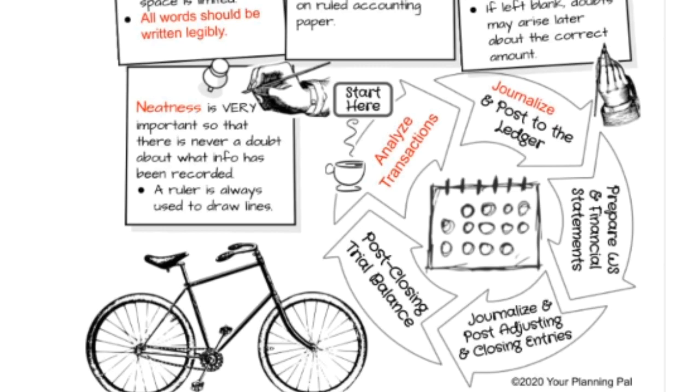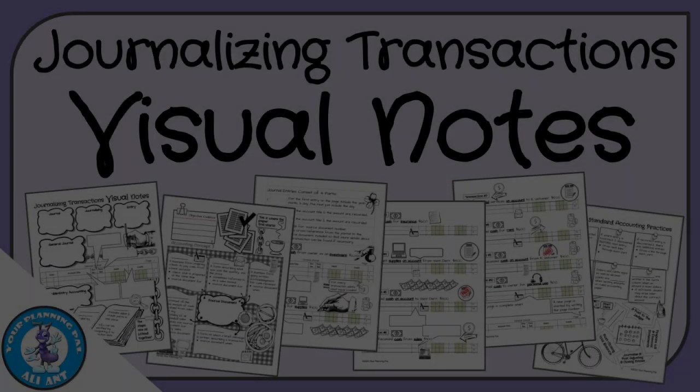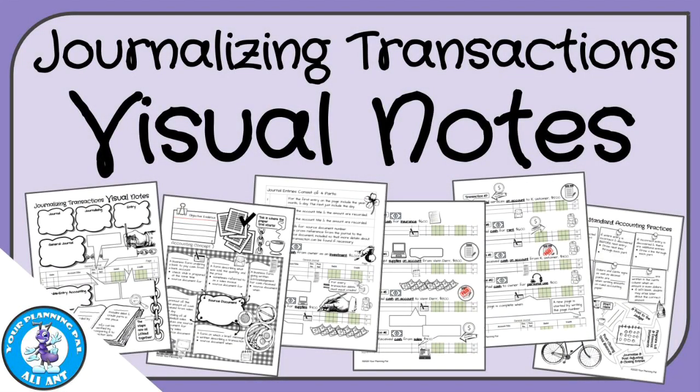So far, we've learned about analyzing transactions using source documents and journalizing transactions using a general journal. So at this point, you can go ahead and return to previous pages, add more details, color code what you'd like.